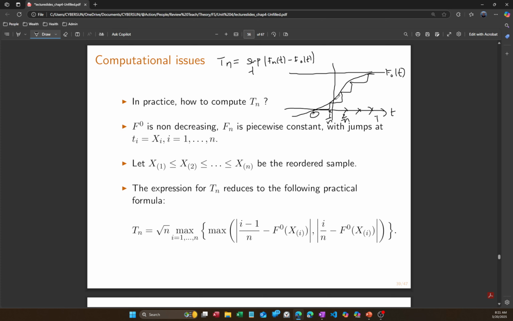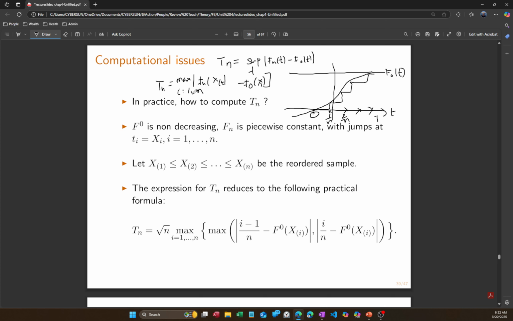Now, compute Tn. The supremum discrepancy between Fn(t) and F0(t) occurs only at jump discontinuity points. That is, Tn equals the max of |Fn(Xi) - F0(Xi)|, where i can be 1 through n.